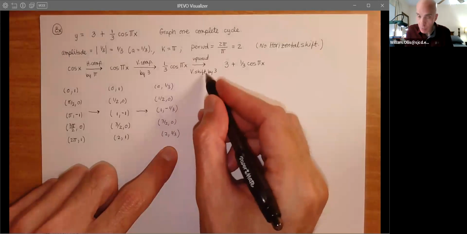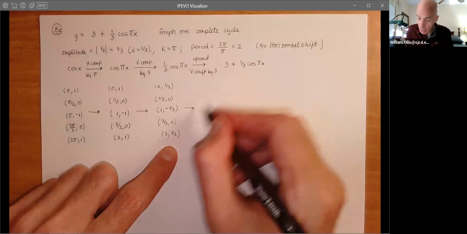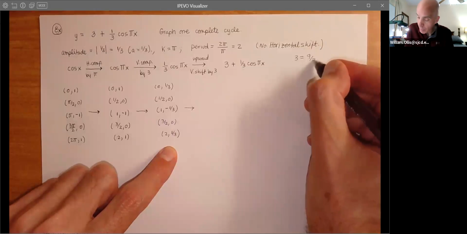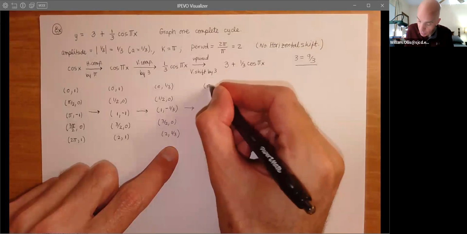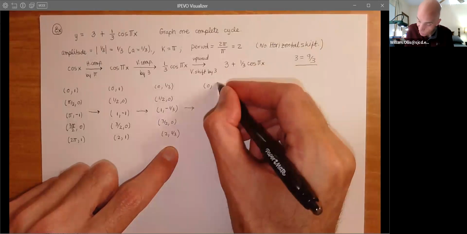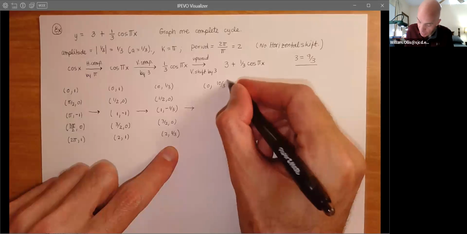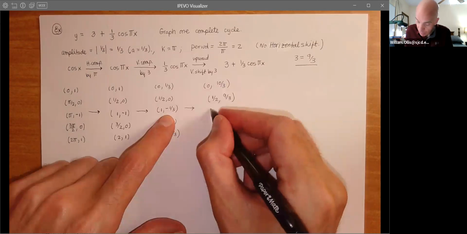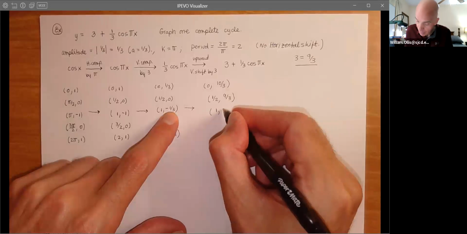And then lastly, we want to do the upward shift vertically. So we're just going to add 3 to everything. Now notice, since we've got all these 1/3, 3 is just 9/3. So we can use that to make our algebra easier. So this will be 0, and that'll be 10/3. And then we have 1/2, that'll just be 9/3. And then we have 1, and so negative, so that's going to be 8/3. So 1, 8/3.